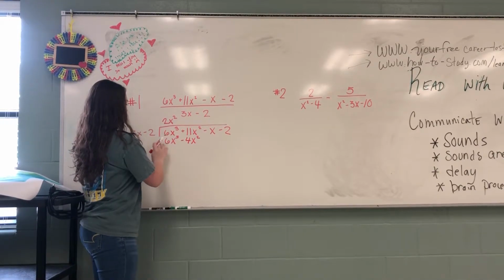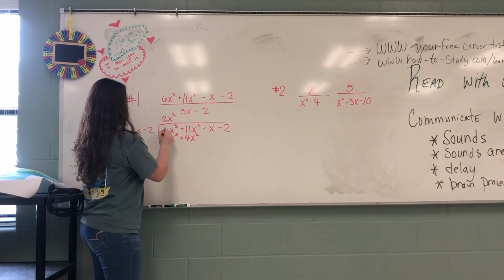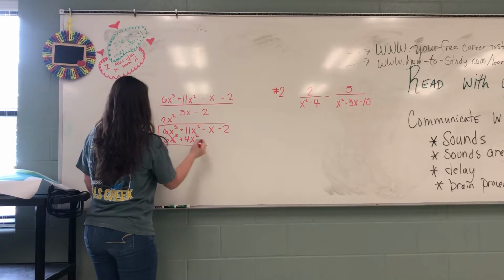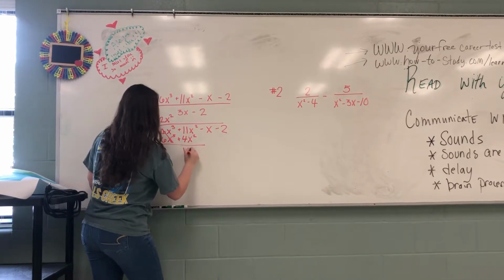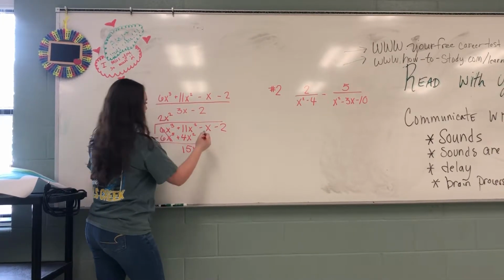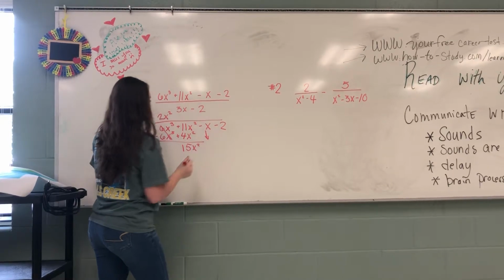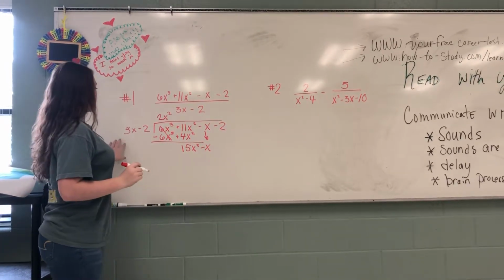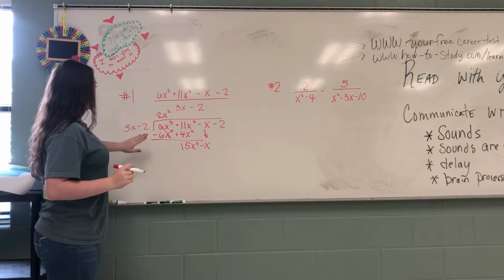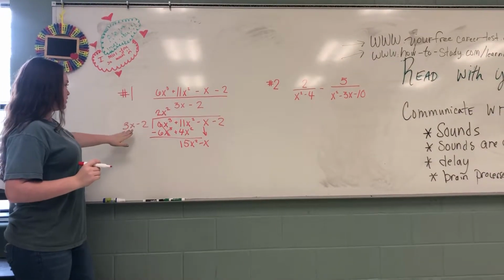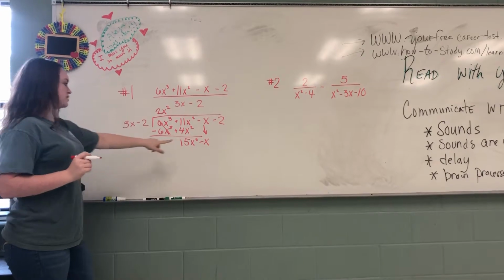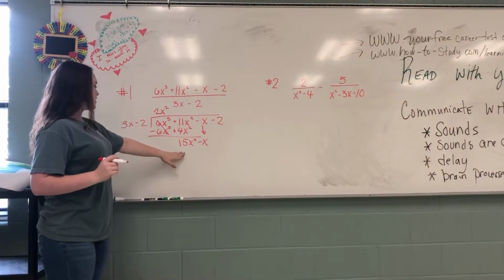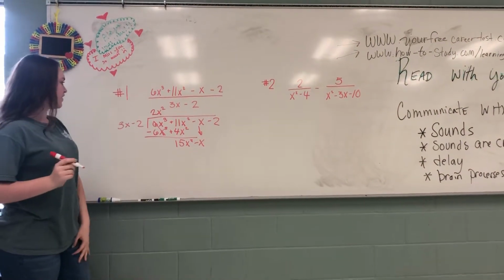So you change this sign and you change this sign. So that cancels out, and this equals 15x squared. Then you bring down your next term, which is negative x. Then you do the same thing again. What two things do you multiply to get that? So 15x squared divided by 3x is 5x.